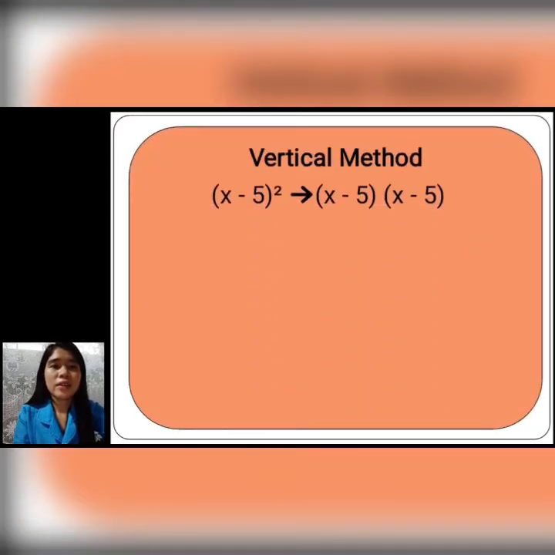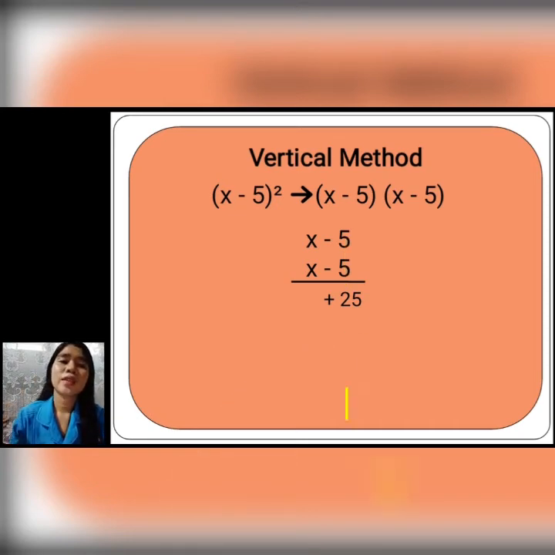Next, we have here an equation. So x minus 5 squared, or it can be written as x minus 5 times x minus 5. So by using the vertical method, we will rewrite it as vertical. Okay, so first we are going to multiply negative 5 times negative 5 is equal to positive 25. So remember class that when we multiply the same sign, we will get positive. Then when we multiply unlike signs, it will become negative.